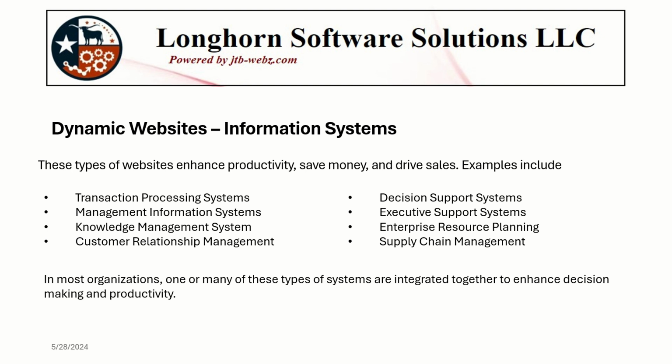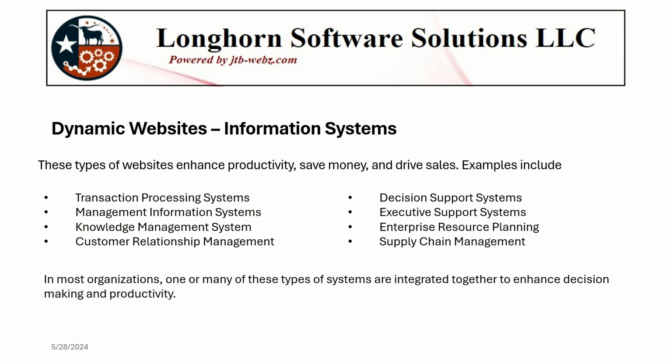Dynamic websites and information systems. These types of websites enhance productivity, save money, and drive sales. Examples include transaction processing systems, such as billing and invoicing systems or credit decision support systems; management information systems, which provide historical information and reports; and knowledge management systems, which provide wikis and document sharing.